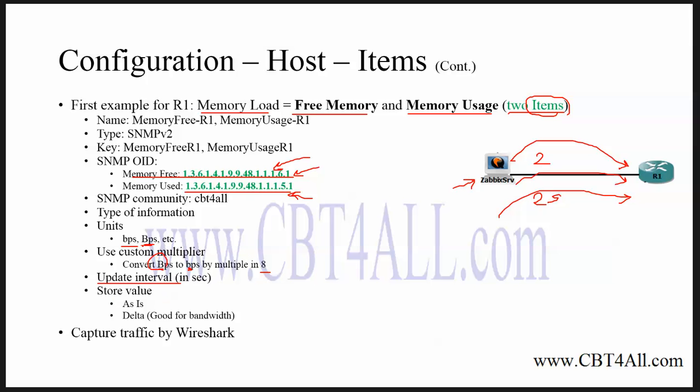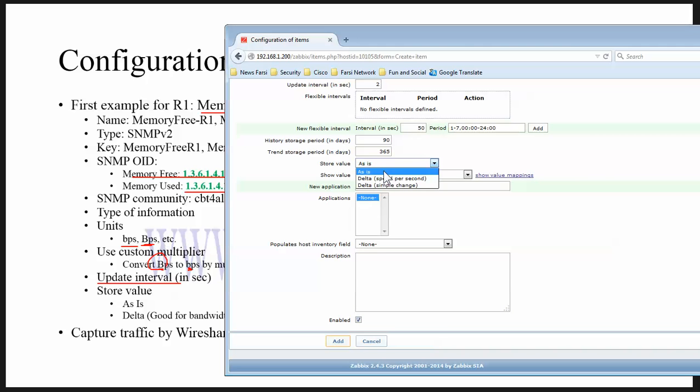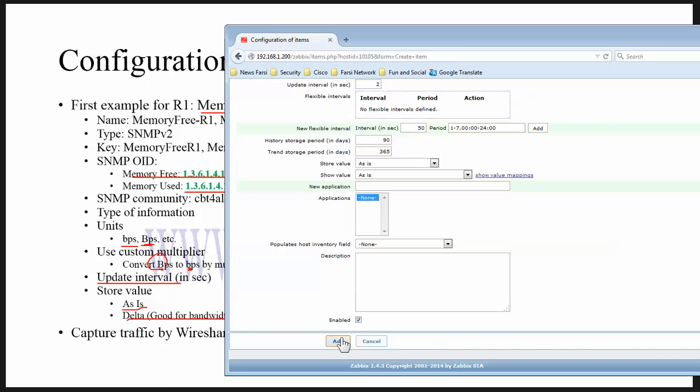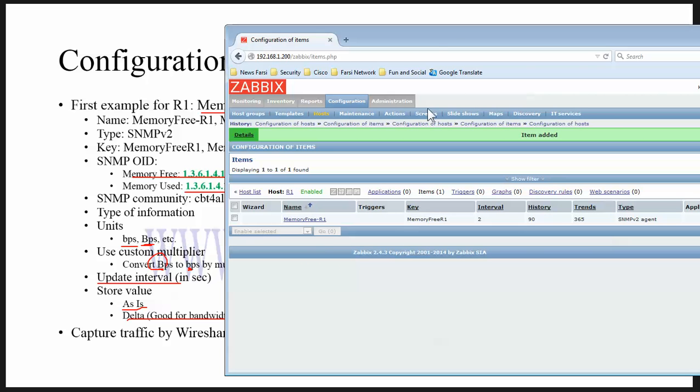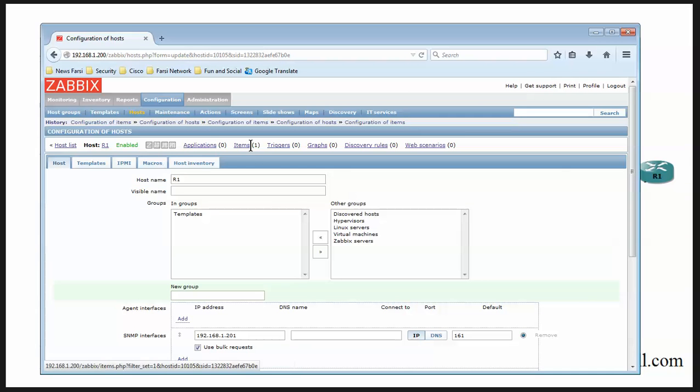And what is the store value? For us here it is as is, but generally we have two different options. As is means the value you receive from the router, please store it. But you can use delta, and I will explain later. Okay, first go here, add. It means I go back to host, items.